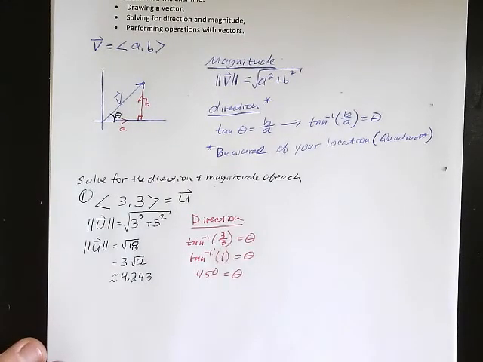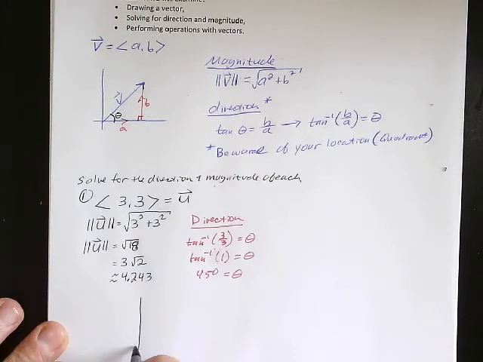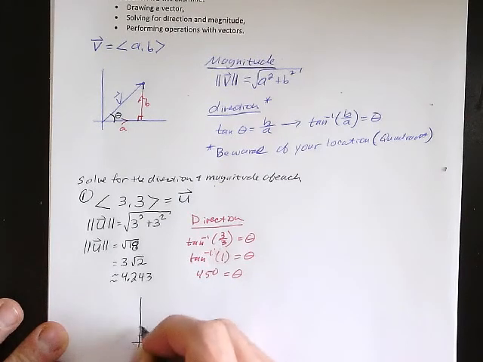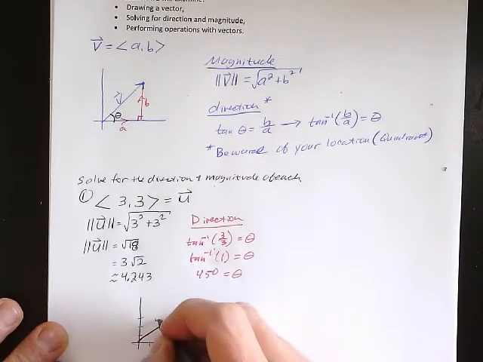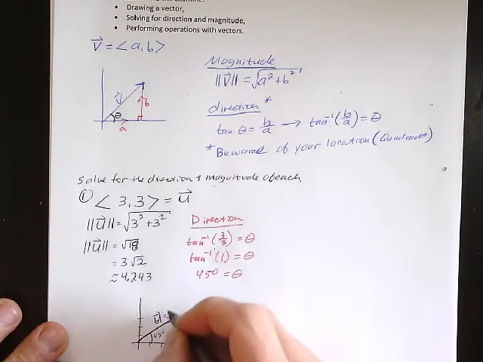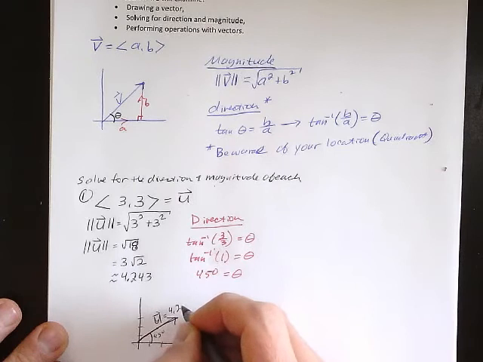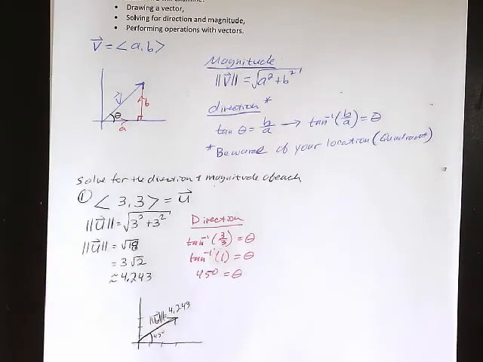Now, to confirm this for you, if we were to graph this, 1, 2, 3, 1, 2, 3, not to scale. So there would be u, where this angle here is 45 degrees and its magnitude is 4.243.